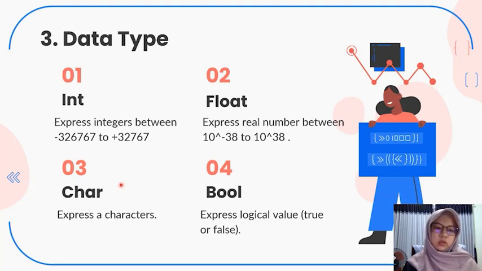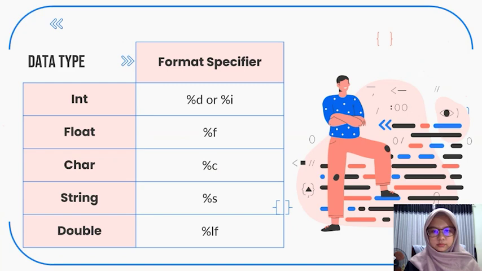And then the third one is char. Char is to express characters. And then the fourth one is boolean. Boolean is to express a logical value. Is it either true or false?